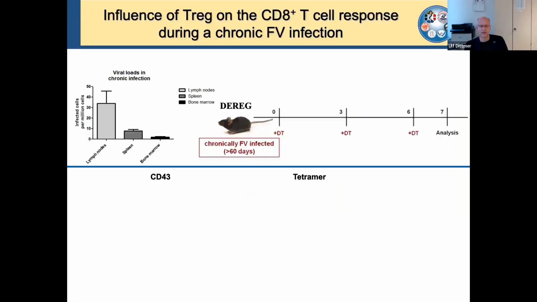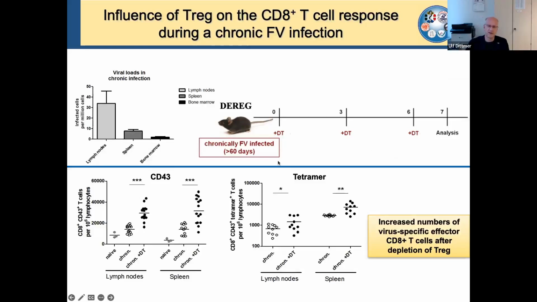So the question was, what is the role of regulatory T cells in this phenomenon? So we again used the DEREG mice, where we can deplete regulatory T cells. We infected them with Friend virus and then just let them sit 60 days to develop chronic infection. And then after these 60 days, we started to deplete regulatory T cells and compared them to mice that were not depleted.